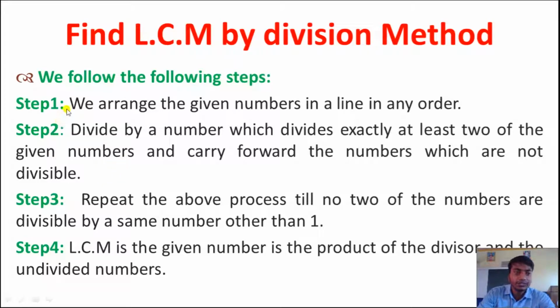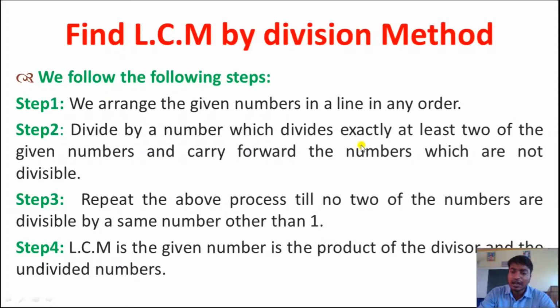Step number 1: we arrange the given numbers in a line in any order. The order can be changed, but all together we have to write all the given numbers. Step number 2: divide by a number which divides exactly at least 2 of the given numbers and carry forward the numbers which are not divisible.